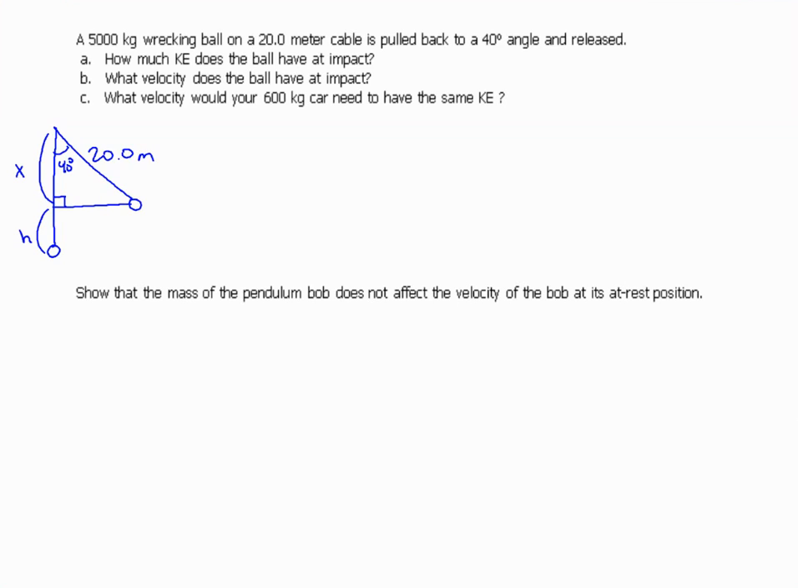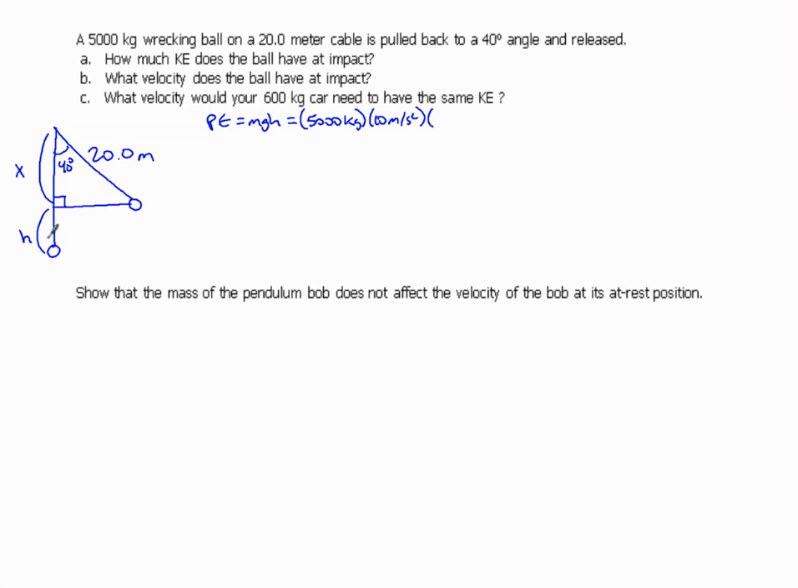Well, first off, we have to figure out how much potential energy it had in the first place. So let's go ahead and use 5,000 kilograms, 10 meters per second squared, and the height is h. So let's pause and figure out what we have for h. To find h, it's 20 minus x.